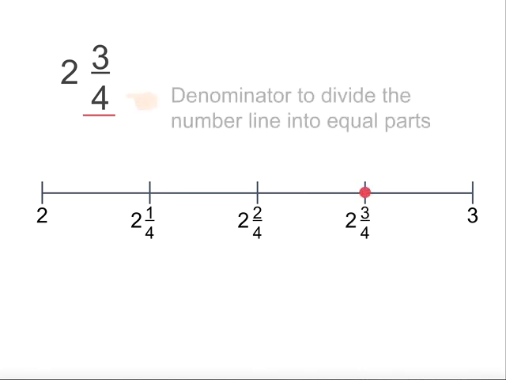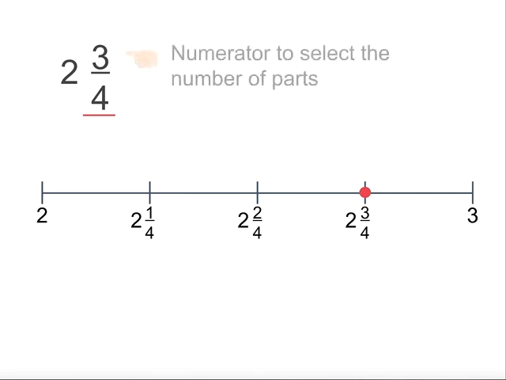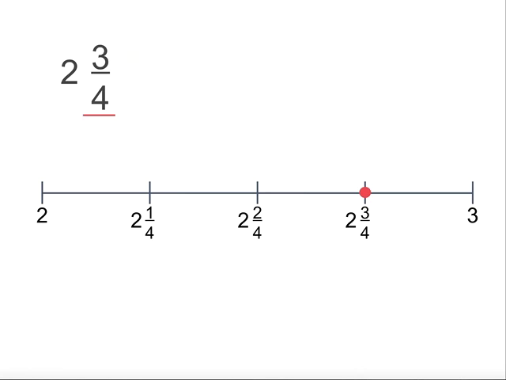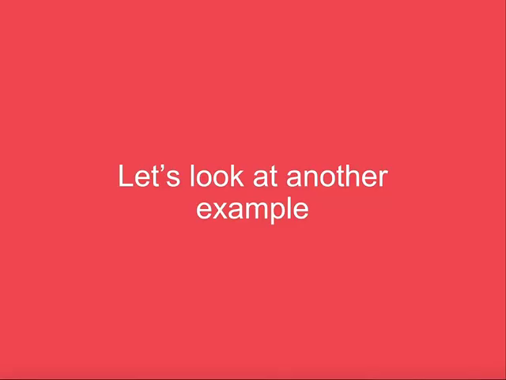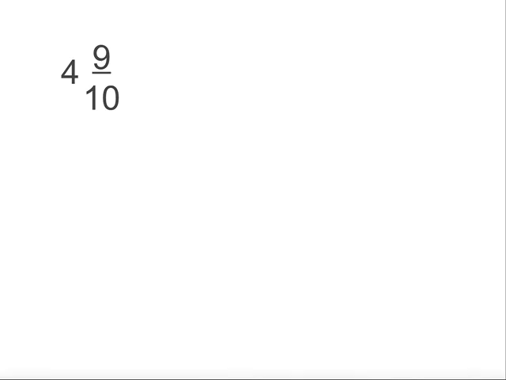So we use the denominator to decide how many parts to divide the whole into, and then we use the numerator to select the number of parts. So now we know where 2 3/4 is on the number line. Let's look at another example.